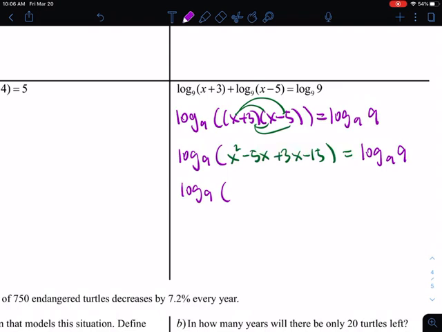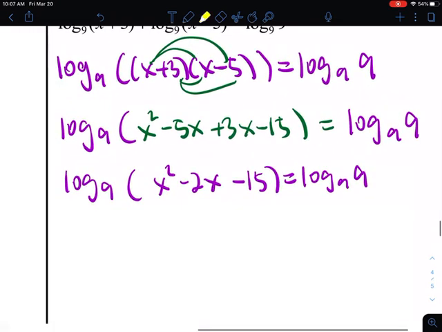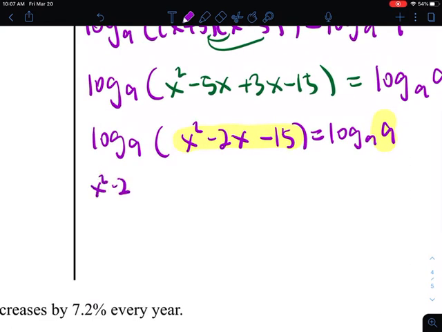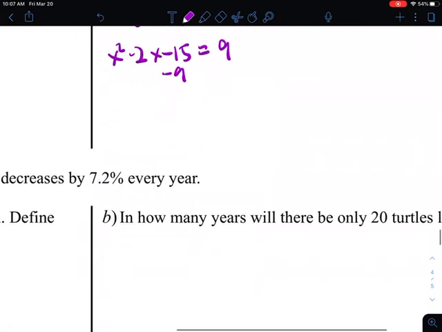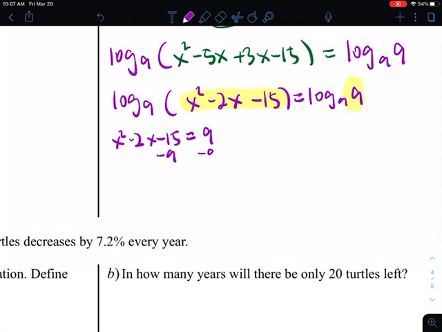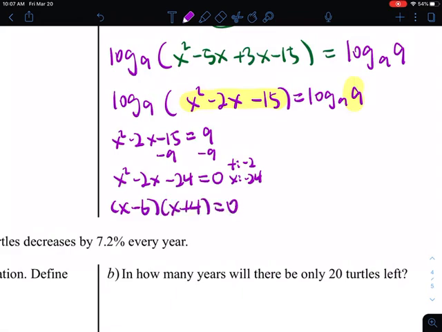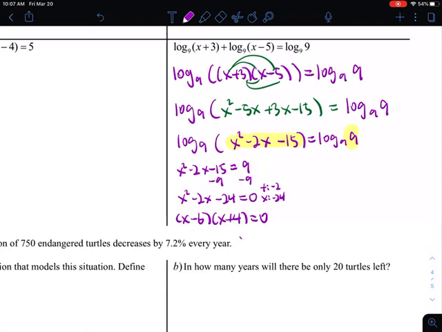And then let's simplify the inside. x squared minus 2x minus 15 equals log base 9 of 9. And now, because we have the same base, log base 9 on both sides, we can just set those equal to each other. x squared minus 2x minus 15 equals 9. And this becomes a quadratic, which we know how to solve by factoring. That's x squared minus 2x minus 24 equals 0. So I want two numbers that add up to -2 and multiply to negative 24. It looks like it'll be -6 and 4.